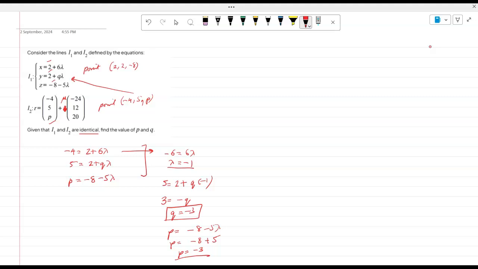But even I got the same answer. But what I did, is that right? If I just equated whatever 2 plus 6 lambda. But see, now listen, in the solution this is written in B. So there's a mistake in the question itself.